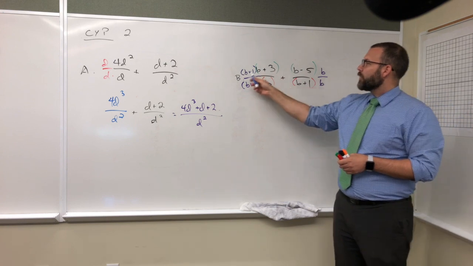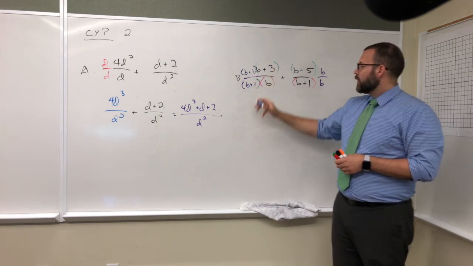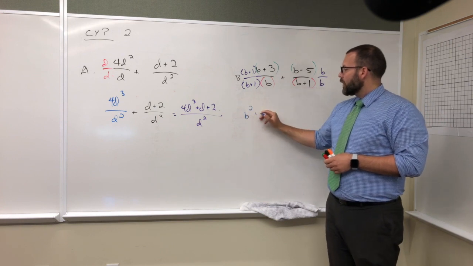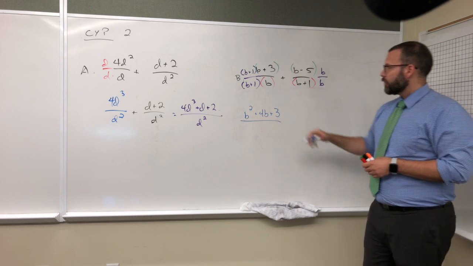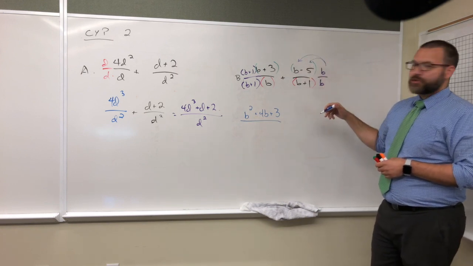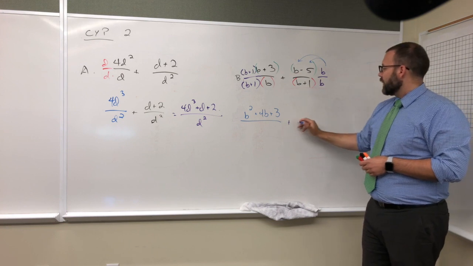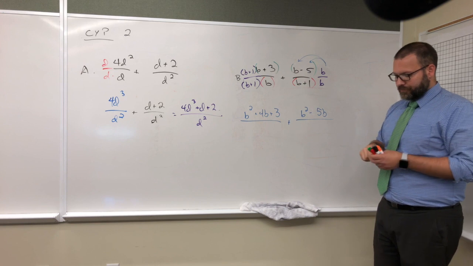I'm not going to show you the box method here, but that's what you would use to multiply out that numerator if you need to. You're going to end up with b squared plus 4b plus 3 for that first fraction. Over here, we don't have to use box method. We can just do our distribution. And so we're going to end up with b squared minus 5b.